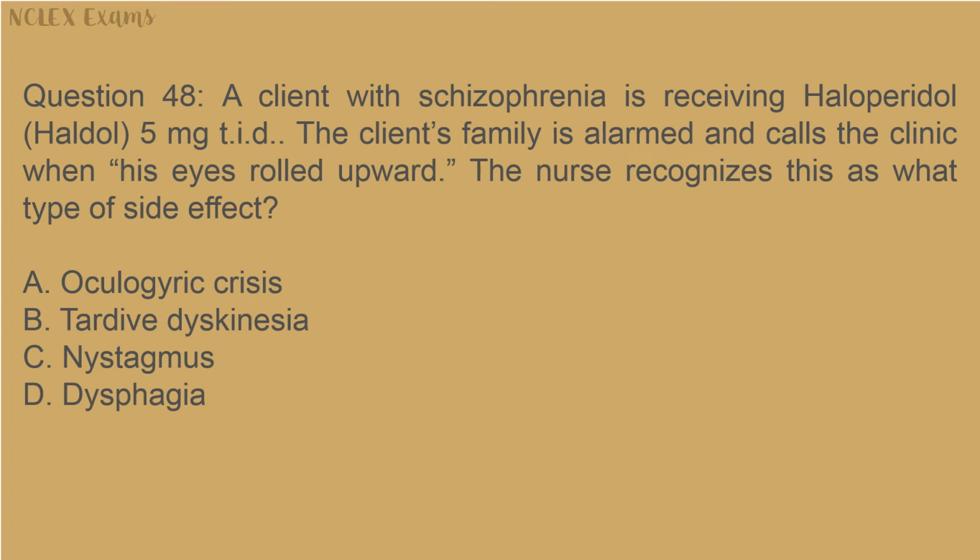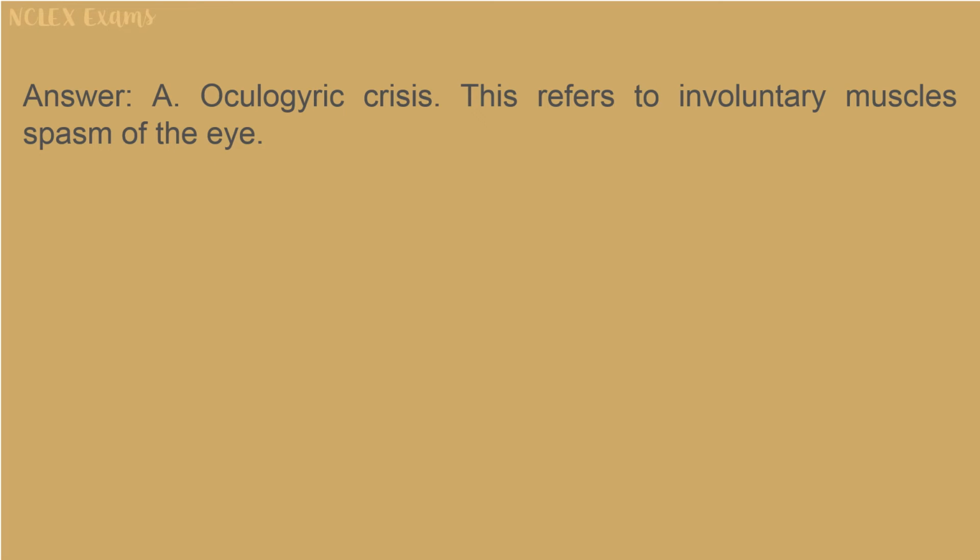Question 48. A client with schizophrenia is receiving haloperidol (Haldol) 5 mg TID. The client's family is alarmed and calls the clinic when his eyes rolled upward. The nurse recognizes this as what type of side effect? A. Oculogyric crisis. B. Tardive dyskinesia. C. Nystagmus. D. Dysphagia. Answer: A. Oculogyric crisis. This refers to involuntary muscle spasm of the eye.